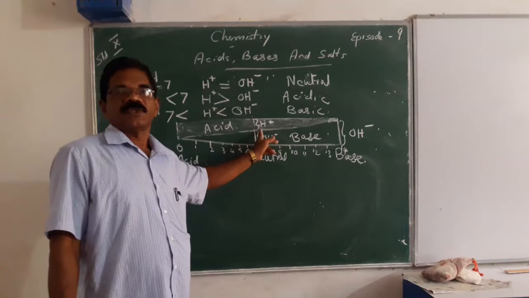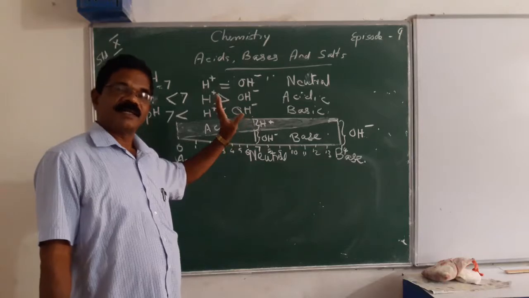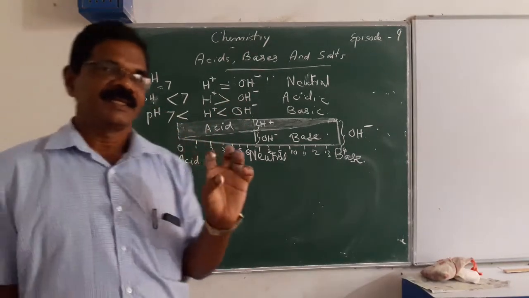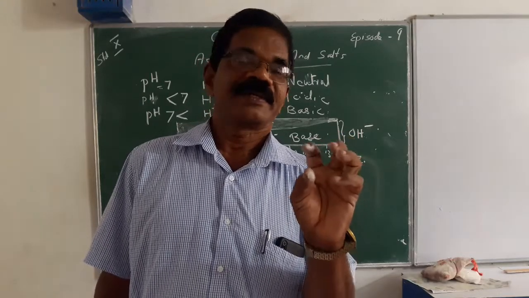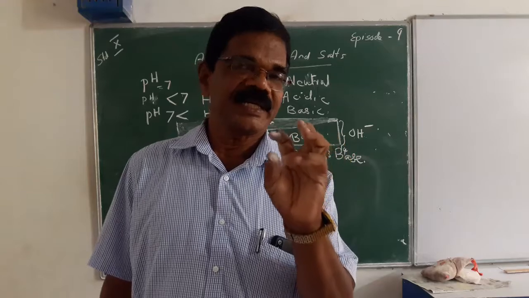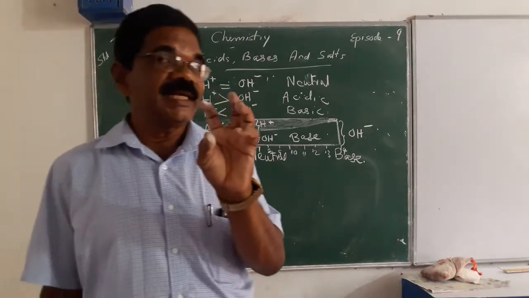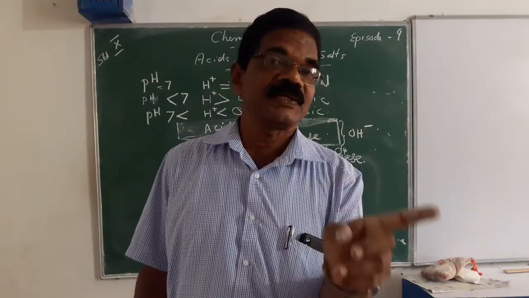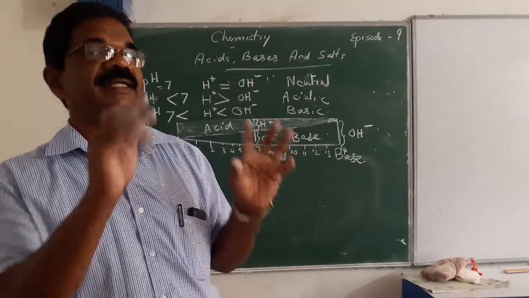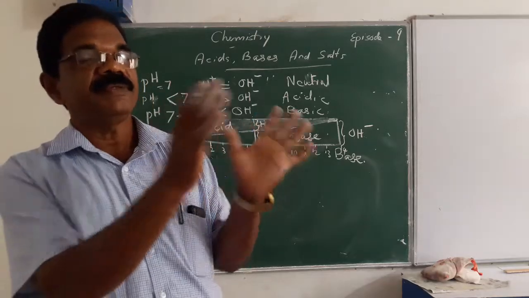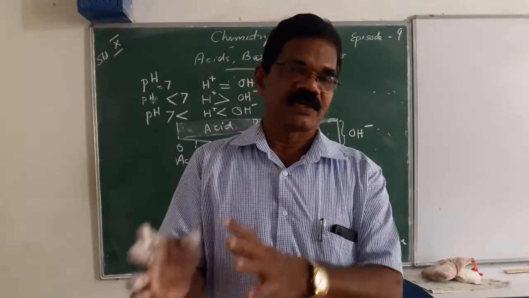There are two things here. What are the two things? One, how we can calculate or find quantitatively the concentration of hydrogen ions or hydroxide ions. What we are going to do is find it quantitatively. Quantitatively means the amount, the quantity, of hydrogen ions or hydroxide ions.